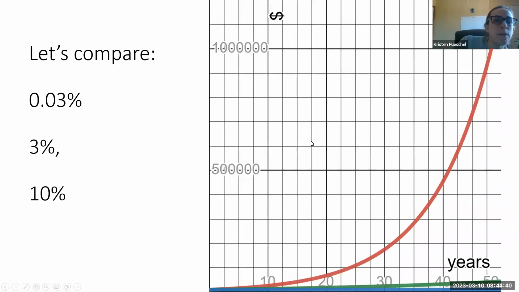Okay. So if we take a look at the graphs here, in blue, sort of not changing, is that 0.03%, right? In green, we see that 3% rate. And in red, we see the 10% growth rate. So the rate that we have is super duper important in terms of telling us how quickly our money will grow. Awesome.